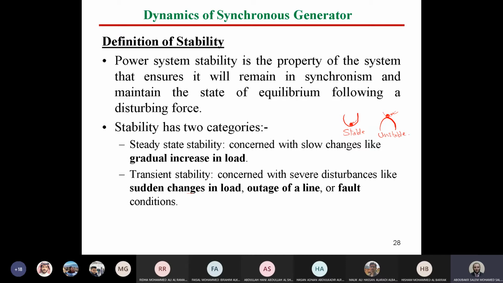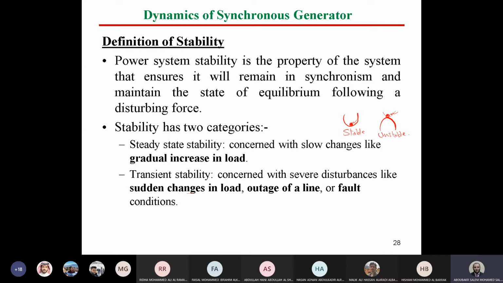We will start increasing the prime mover power. If we have, for instance, a steam turbine, we are going to increase the steam by opening the valves in order to increase the output power. This is called gradual increase.